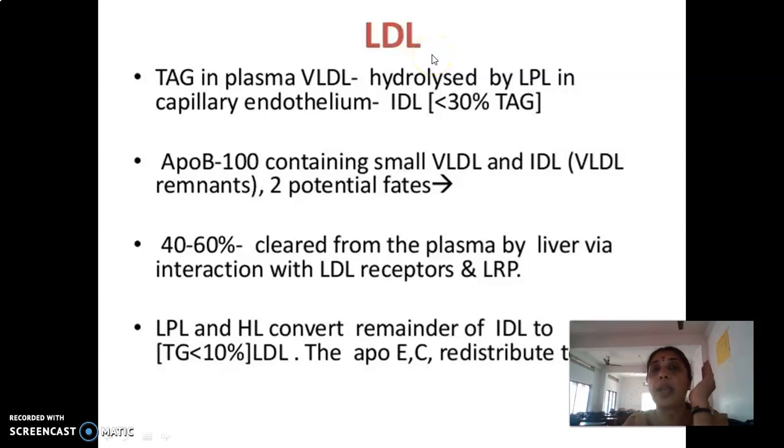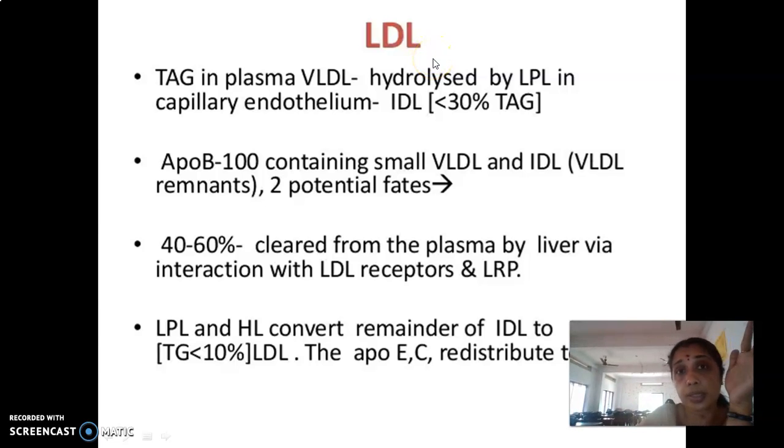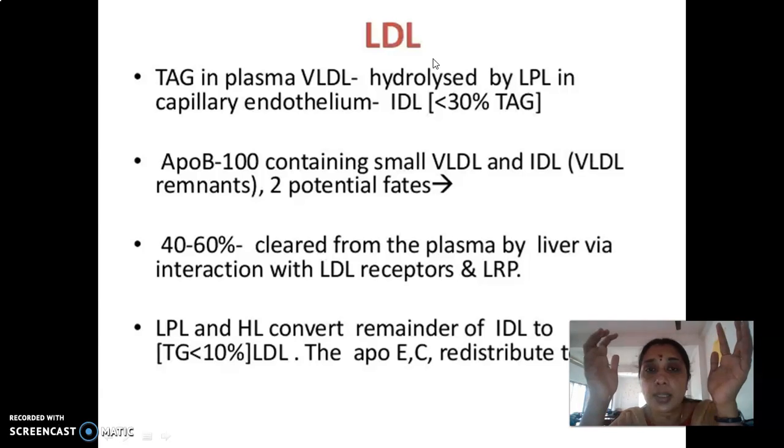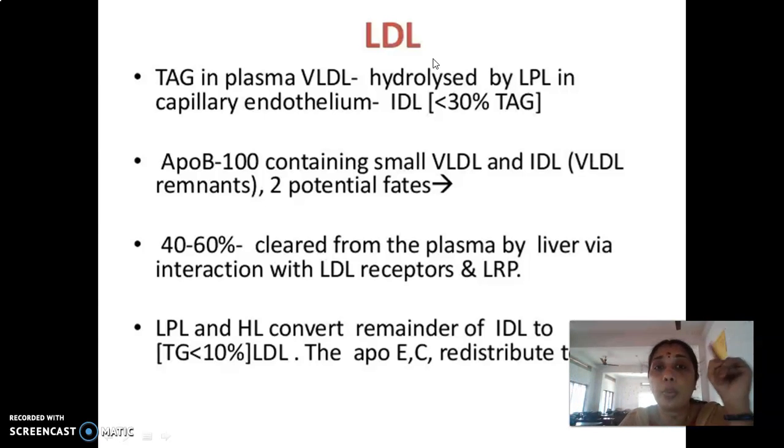Now we have only cholesterol esters with us, and LDL is responsible for the cholesterol esters of the peripheral tissues. What does the LDL do? LDL transports these cholesterol esters from the peripheral tissues to the liver, right? So it has only ApoB100 as its apoprotein, right?